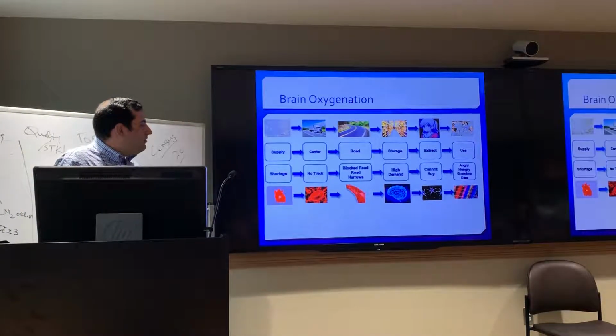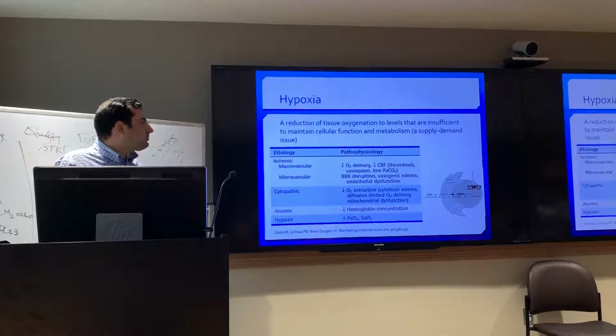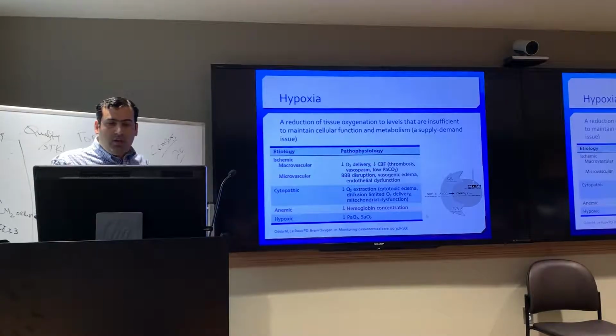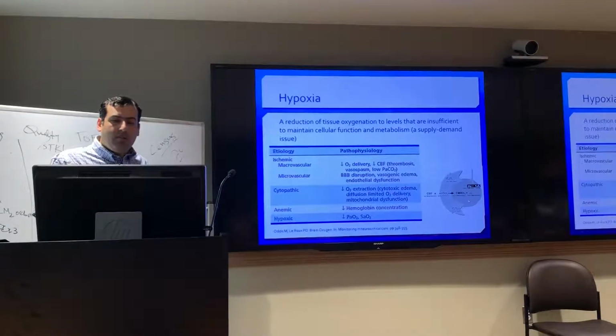So here we have the heart pumping blood into the bloodstream, going to the brain that has very low supply and low storage capacity and high demand. You extract it and use it, and it causes some function. Okay? What can go wrong? We're talking about oxygen, and shortage of that is hypoxia. But hypoxia is a relative term. It's a supply-demand issue.